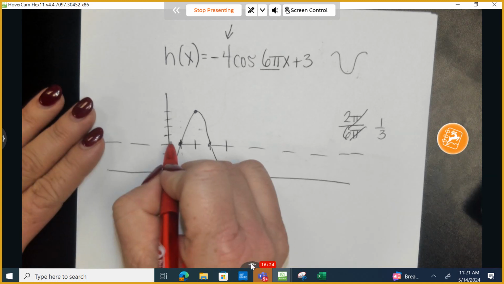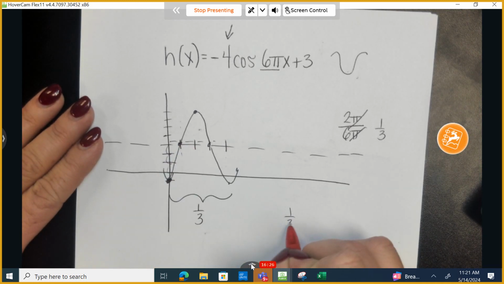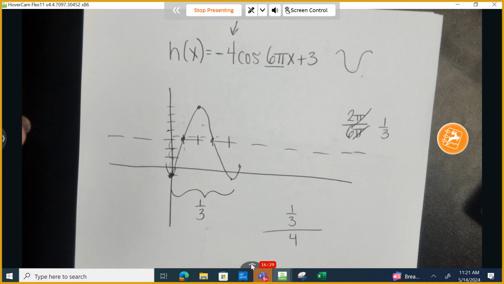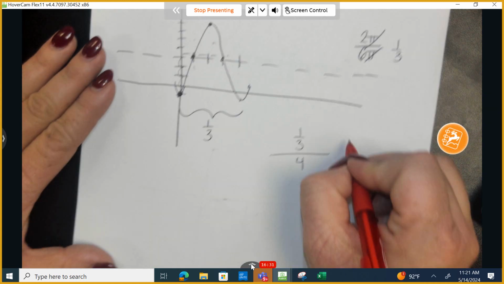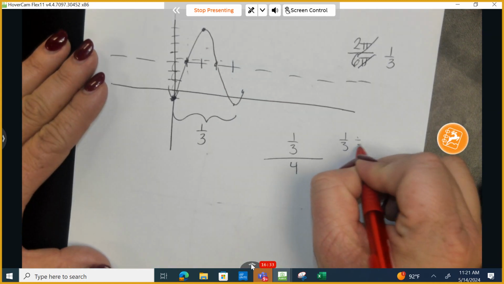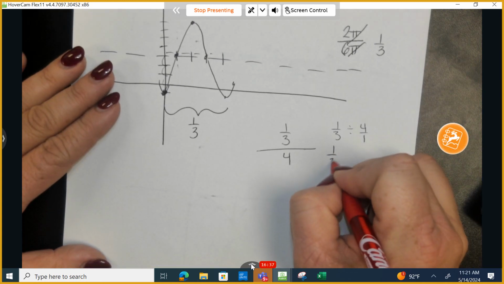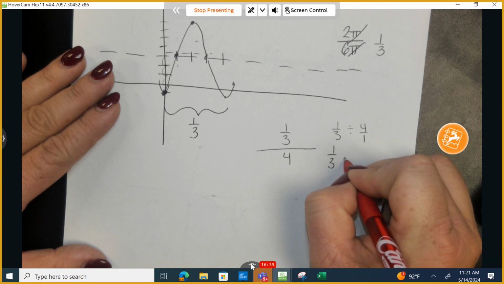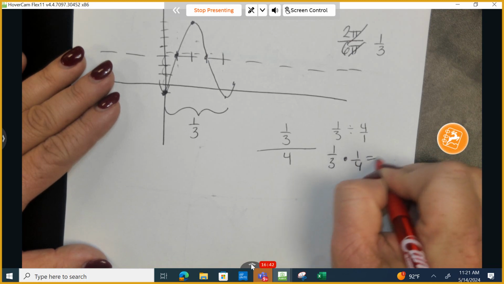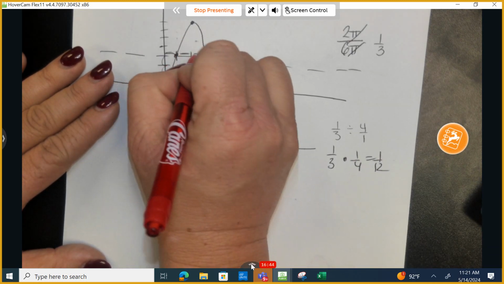To figure out the x scale, I take 1/3 and I divide it by 4. But that's really confusing. Like, how do I do this? So I want to take 1/3 and divide it by 4, or 4 over 1. When we divide fractions, you keep the first value, turn division into multiplying, and flip the second one. So each one of these is 1/12.